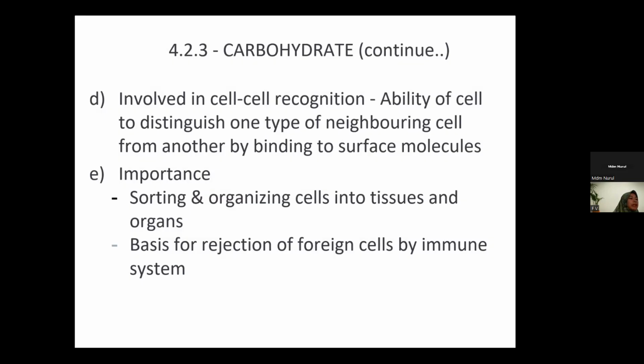Next. So, what is the importance of this carbohydrate? Apa fungsi ataupun apa kepentingan carbohydrate attached to the lipid or attached to the protein? It is very important for cell-cell recognition yang kita bincangkan tadi. Okay. So, what is cell-cell recognition? So, cell-cell recognition is the ability, kebolehan, cell to distinguish, untuk membezakan one cell from the other neighboring cell. Untuk membezakan satu sel dengan sel yang lain. How? By binding to the surface of the molecule. Macam gambar yang kita lukis tadi itulah. Okay. Yang ada dalam slide tadi.